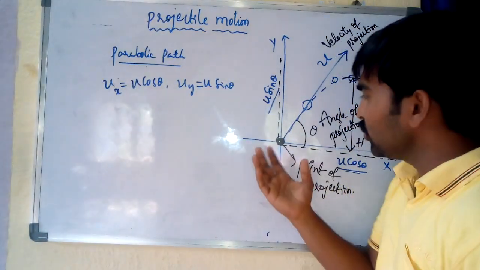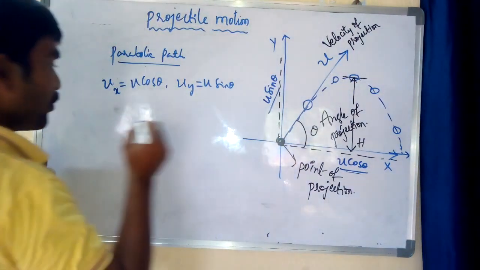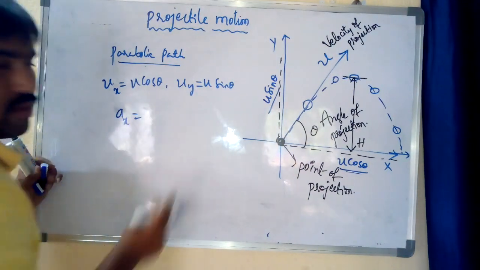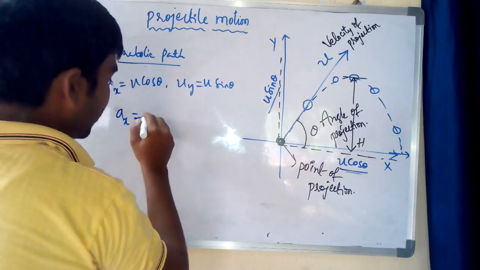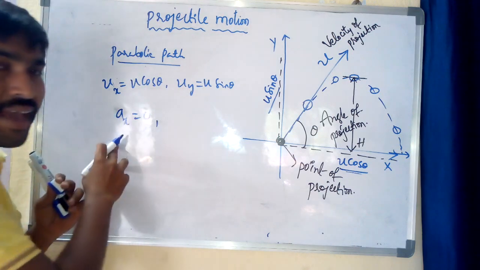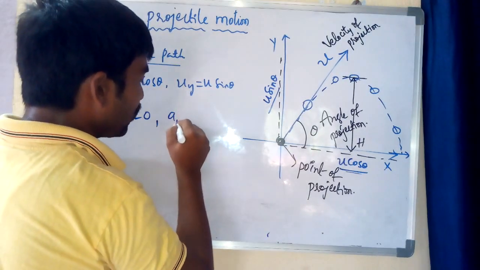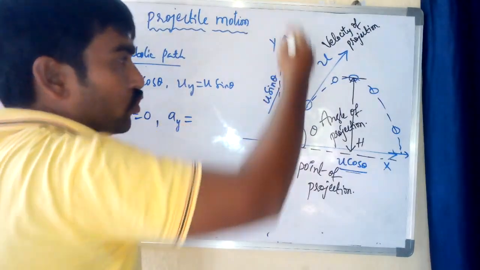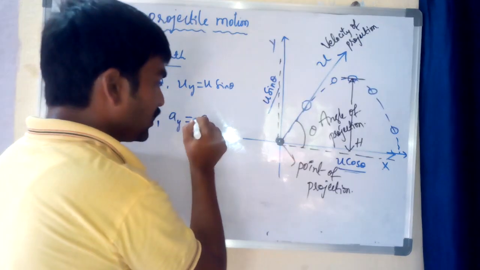What is the acceleration along the y direction and the x direction? It is very important. Ax, the acceleration along the x direction, becomes 0. Listen carefully. Ax is equal to 0. It is the condition for that. And then along the y direction, the acceleration should be g, which means it is minus g.